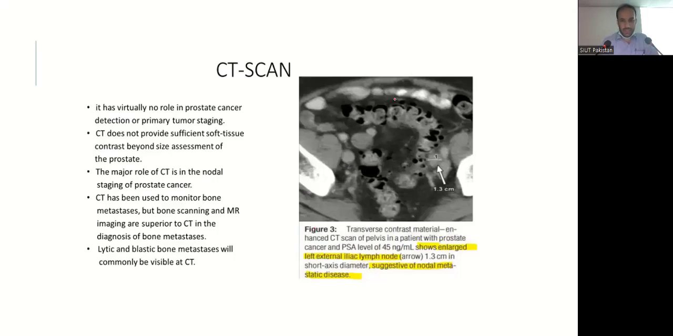As you can see, enlarged left external iliac nodes. This one is suggestive of nodal metastasis. CT has been used to monitor bone metastasis, but bone scanning and MRI are superior to CT in the diagnosis of bone metastasis. Lytic and blastic bone metastases will commonly be visible at CT also.